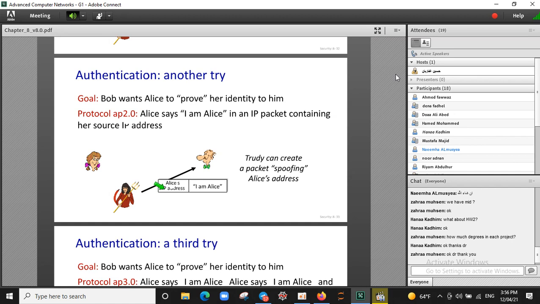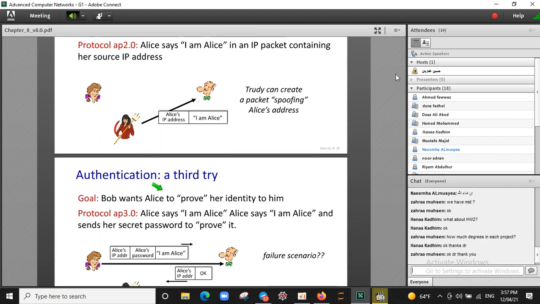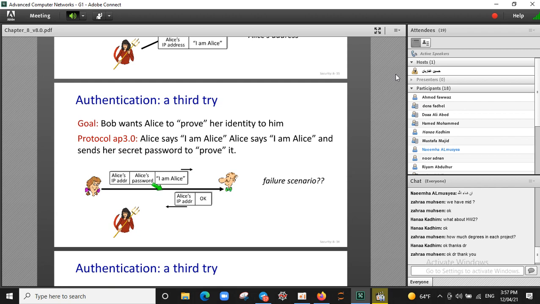We call it a packet spoofing attack. Trudy sniffs Alice's packets, and then after that, Trudy resends those messages, or Trudy creates similar messages with similar identities, and then he or she sends those messages to Bob. I am Alice, and this is my IP address. So again, this scenario can fail.